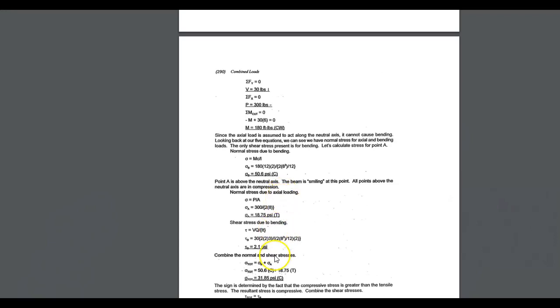So we have a sigma due to the bending moment, and then we also have the P over A, which is just 300 over the cross-sectional area. And then we do the same for shear. Now here all we have is a VQ over IT.